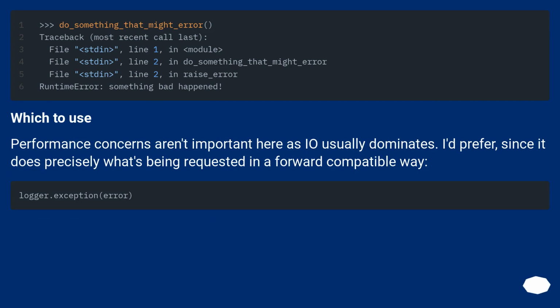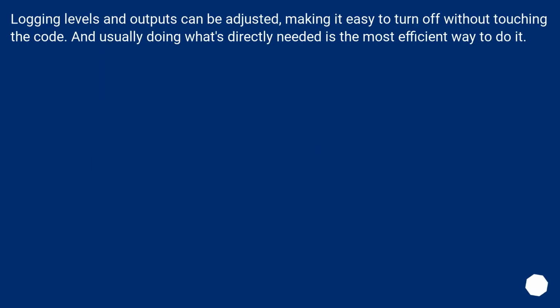Which to use? Performance concerns aren't important here, as IO usually dominates. I'd prefer logger.exception, since it does precisely what's being requested in a forward-compatible way. Logging levels and outputs can be adjusted, making it easy to turn off without touching the code. And usually doing what's directly needed is the most efficient way to do it.